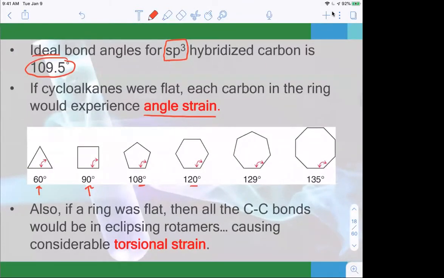And the other thing is, if you built a model and you placed all the atoms in the same plane where the ring was flat, all of the carbon-carbon bonds would be eclipsing rotamers, and this would give us a lot of torsional strain. So they're not flat. So what do they look like?